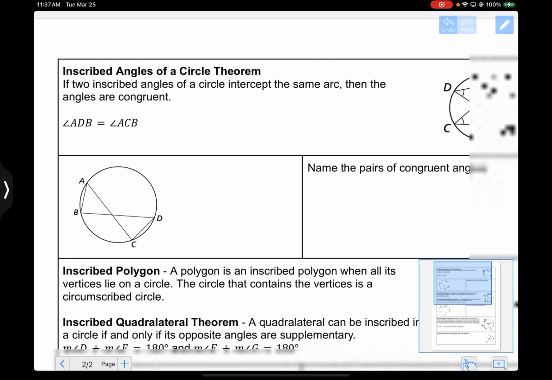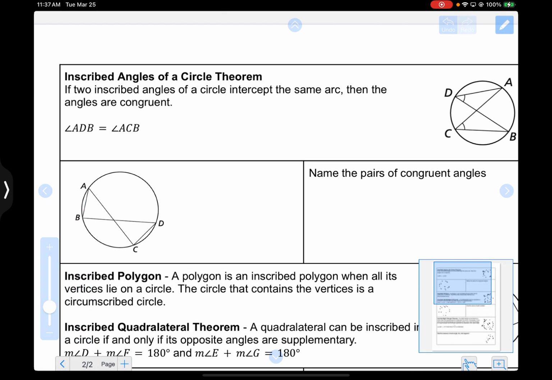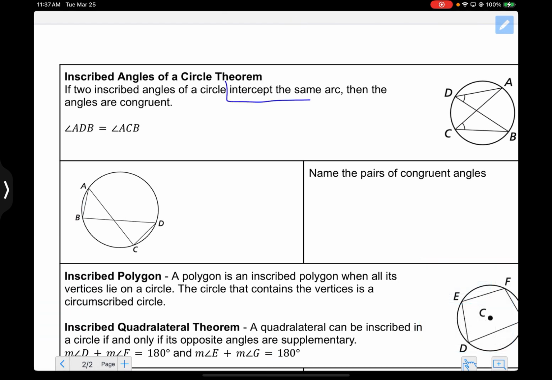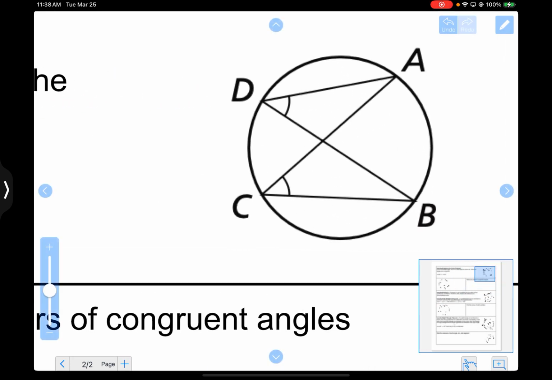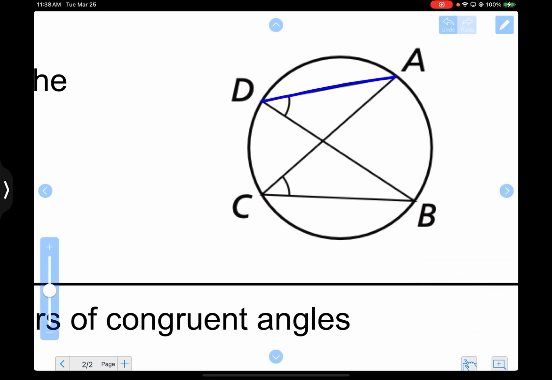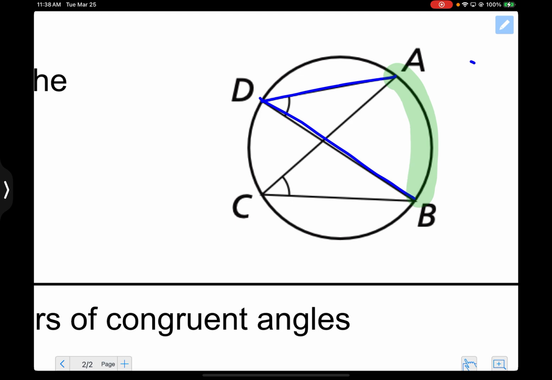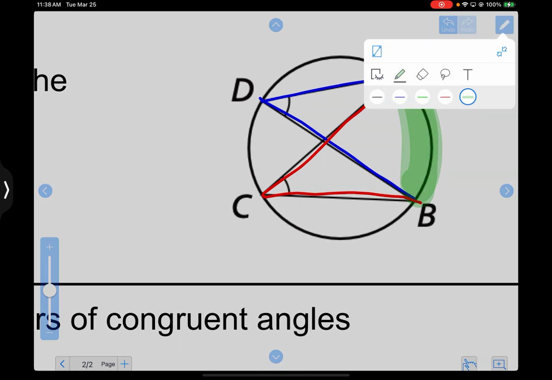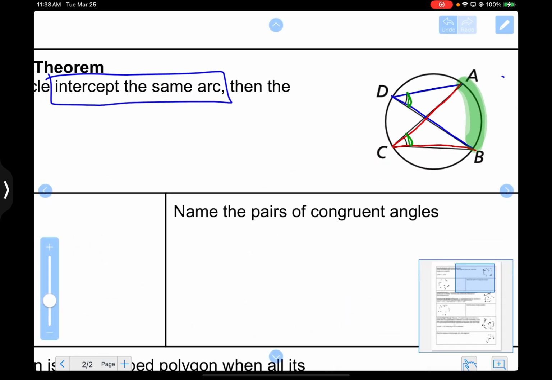All right, so inscribed angles of a circle. If I have two inscribed angles of a circle that intercept the same arc, then the angles are congruent. So we're going to look at angle ADB, and its intercepted arc is AB. And then we're going to look at ACB, and its intercepted arc is also AB. So if they share the same arc, then we automatically know that the two angles are congruent.